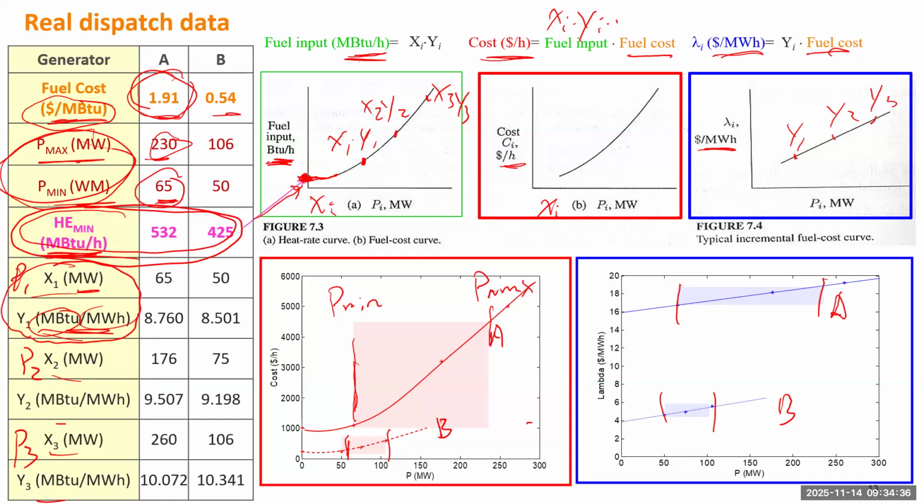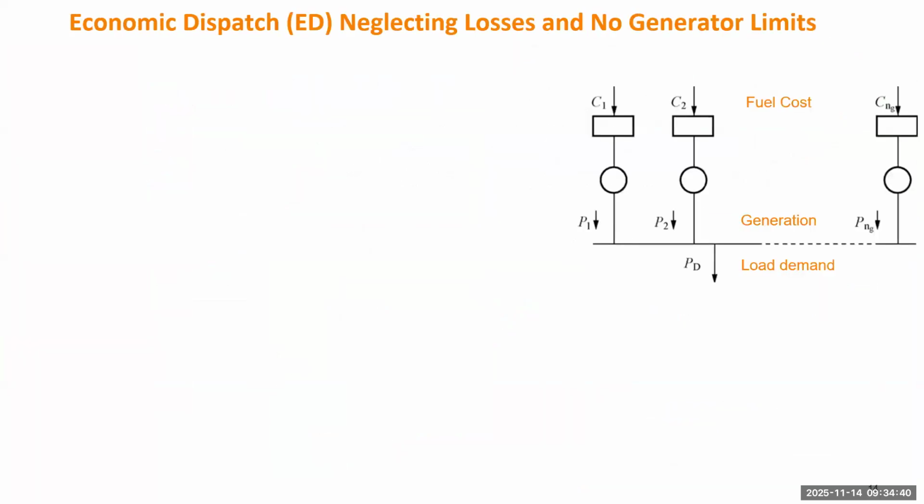Okay, so now we can move to the formulation of the simplest economic dispatch problem. We're going to dispatch NG, a number of generators, to together support some load demand. We call it PD. Each generator will have a cost, the fuel cost, we call them C1 to CNG.